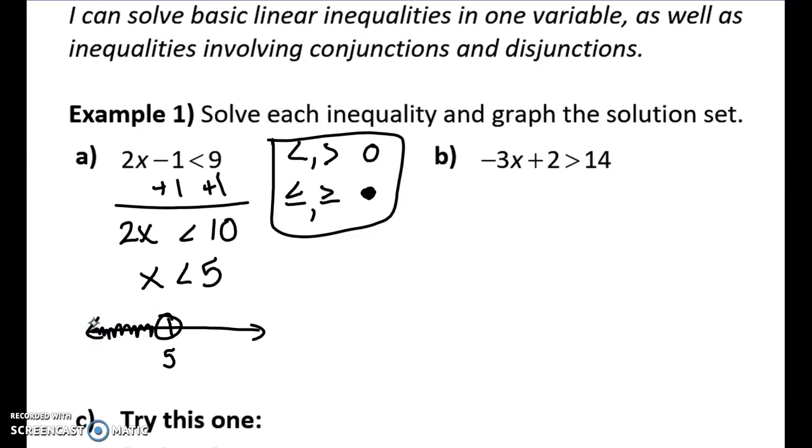Now let's take a look at another example. Again, we're going to solve it just like an equation. I'm going to subtract 2 from both sides. So I have negative 3x is greater than 12.